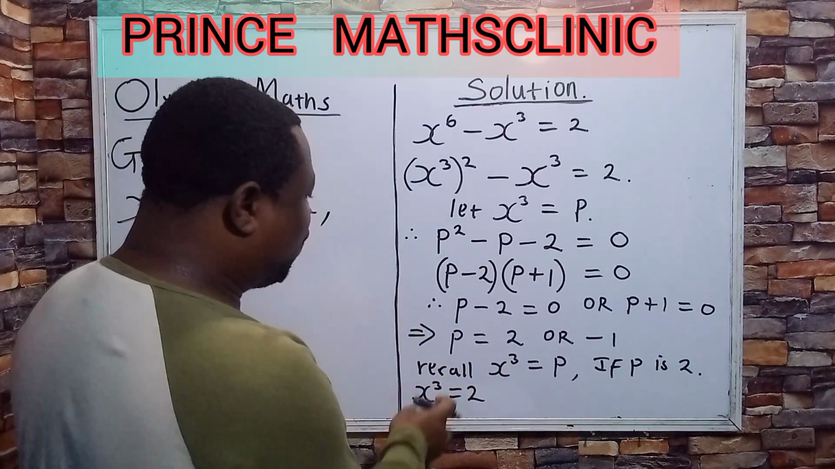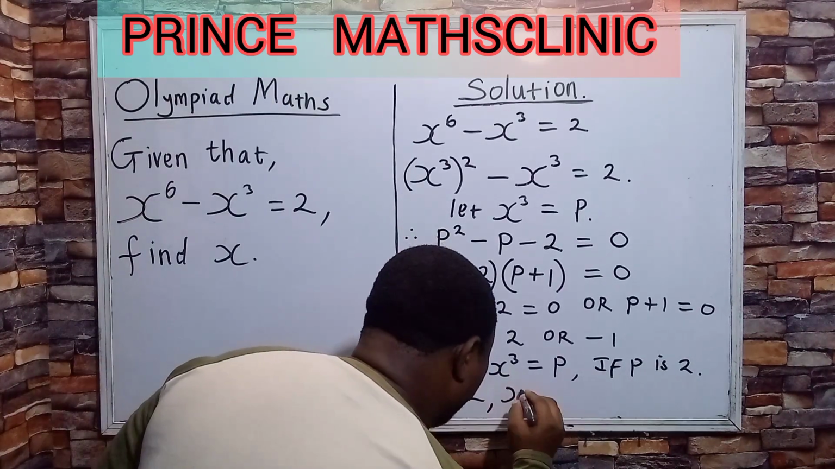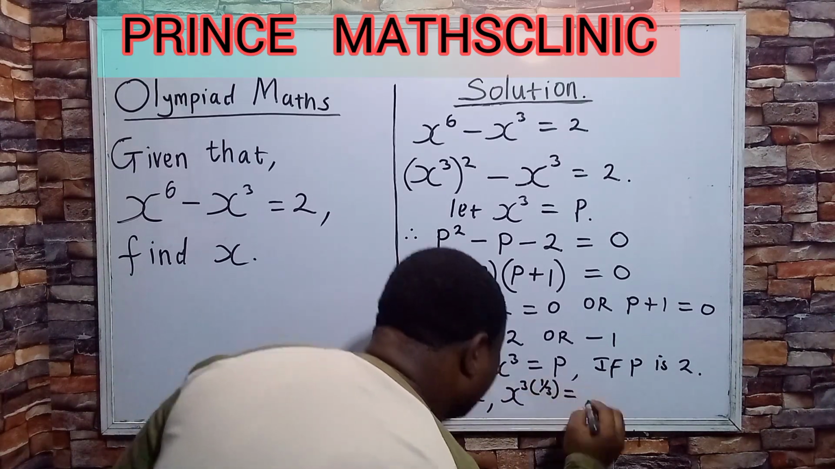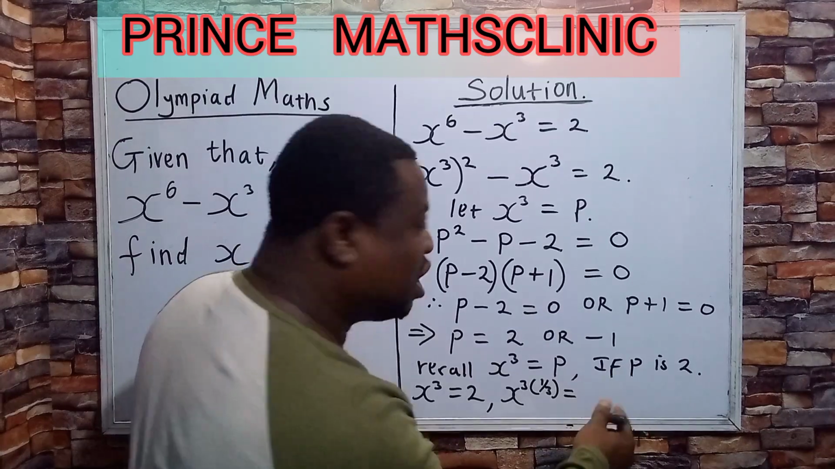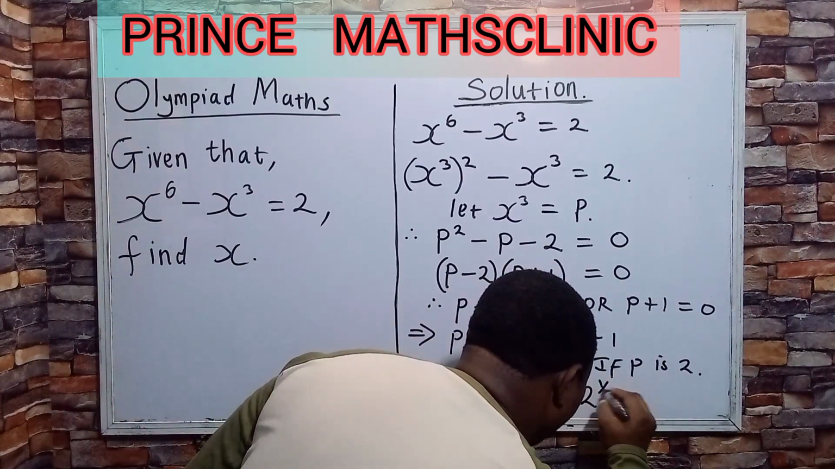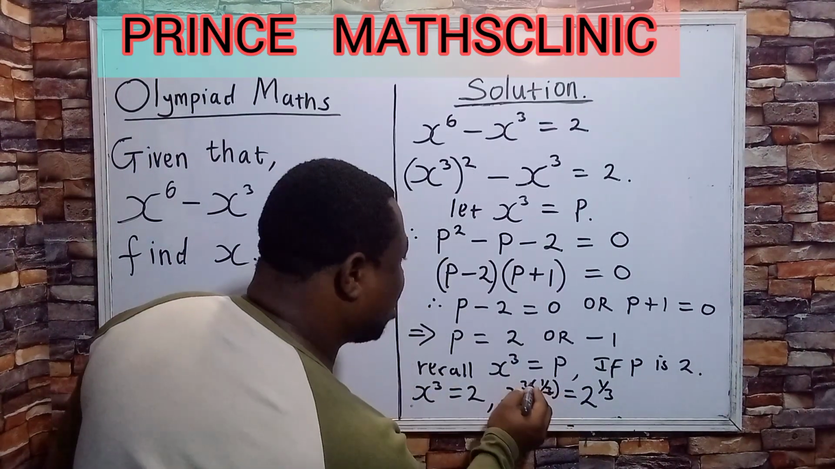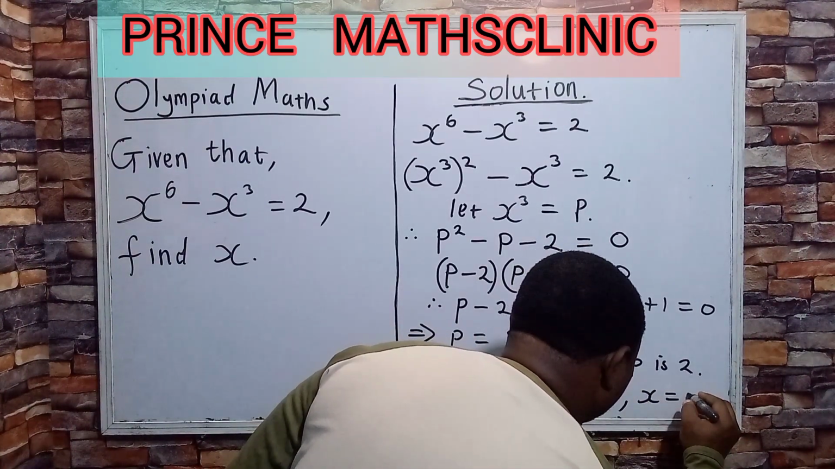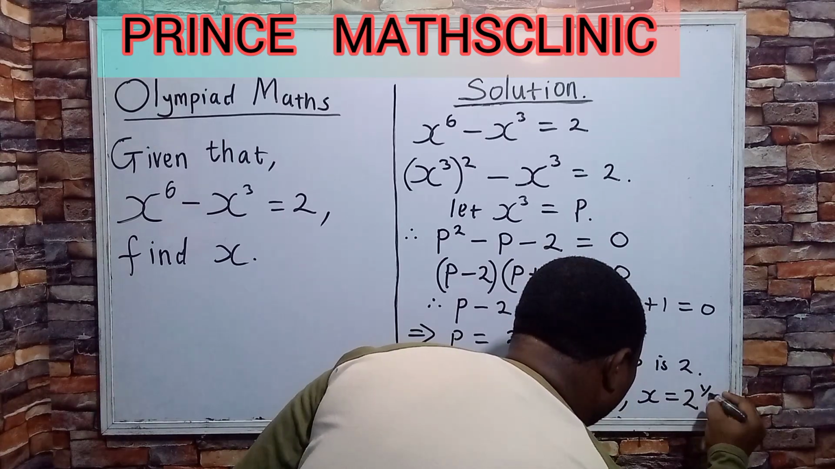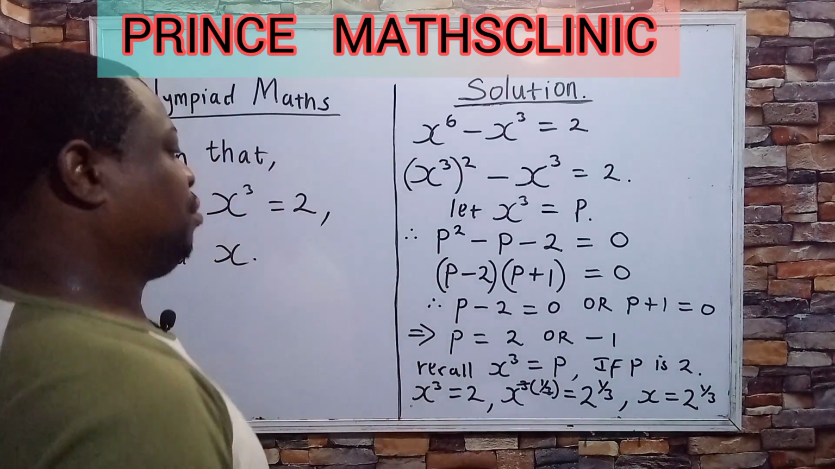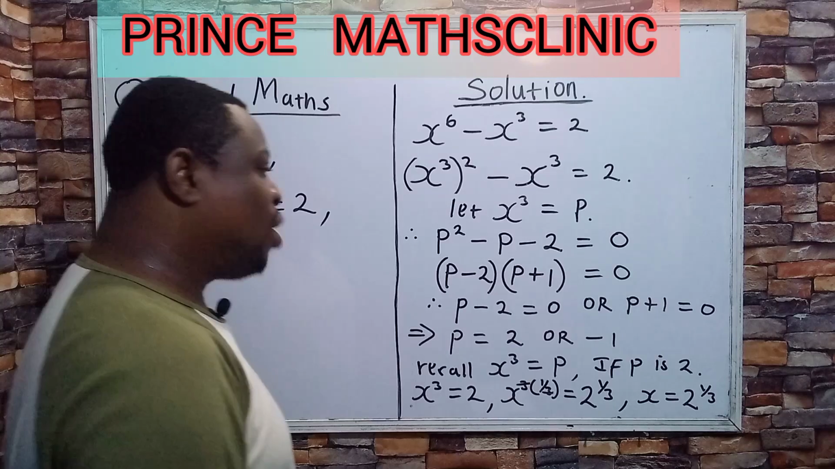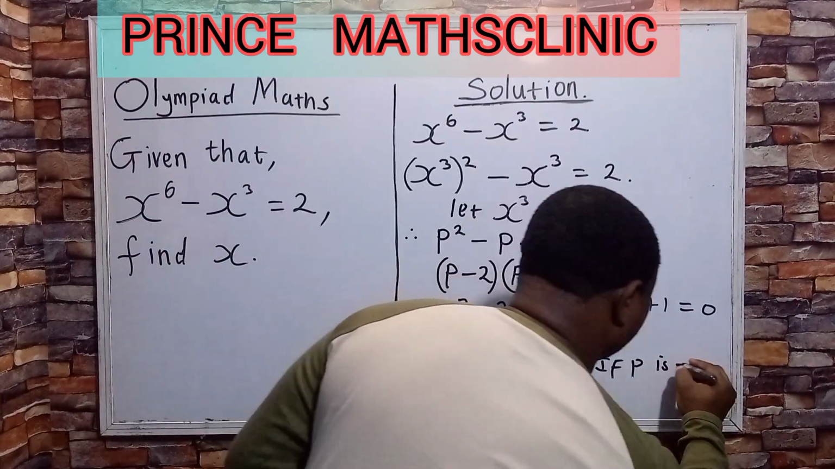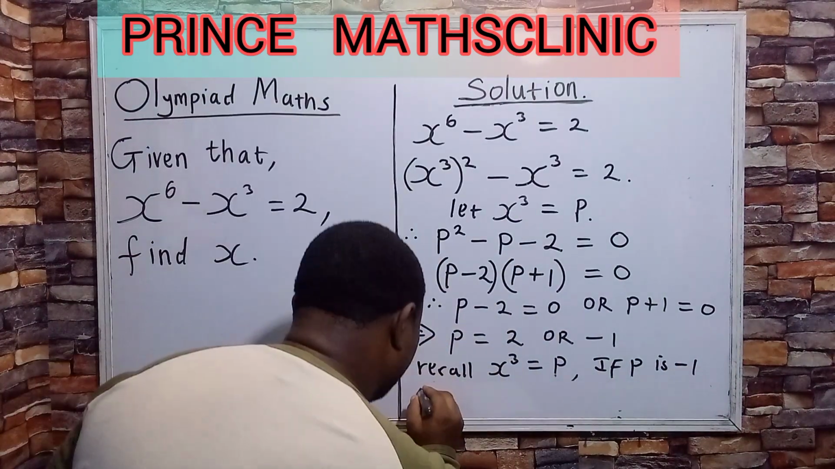Now, to get the value for x, I have to multiply the power by 1 over 3. What you do to the left, you must do to the right. So this becomes 2 to the power of 1 over 3. So 3 will cancel 3 here. So therefore, x here becomes 2 to the power of 1 over 3. Good.